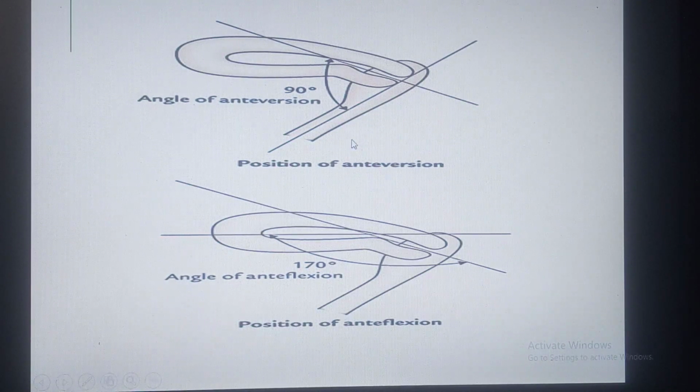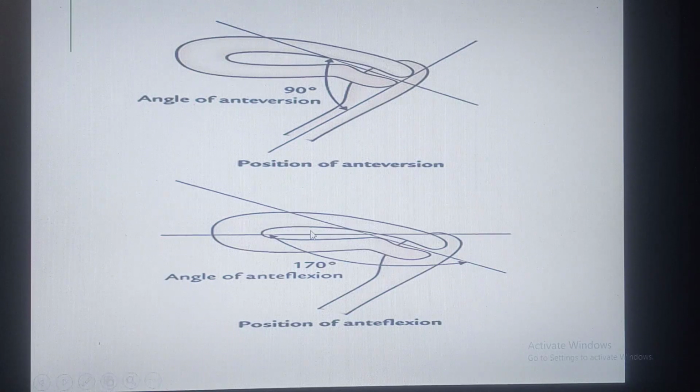So what do we mean by anteversion? Now, this is the vagina. This is the neck of the uterus, being the cervix, and this is the body of the uterus. Now, if I take an imaginary line through the long axis of the vagina, and then I take an imaginary line through the long axis of the cervix, then we will say that the uterus is anteverted, such that the long axis of the cervix and the long axis of the vagina make an angle of 90 degrees. They are perpendicular to each other, and therefore we say it is anteverted.